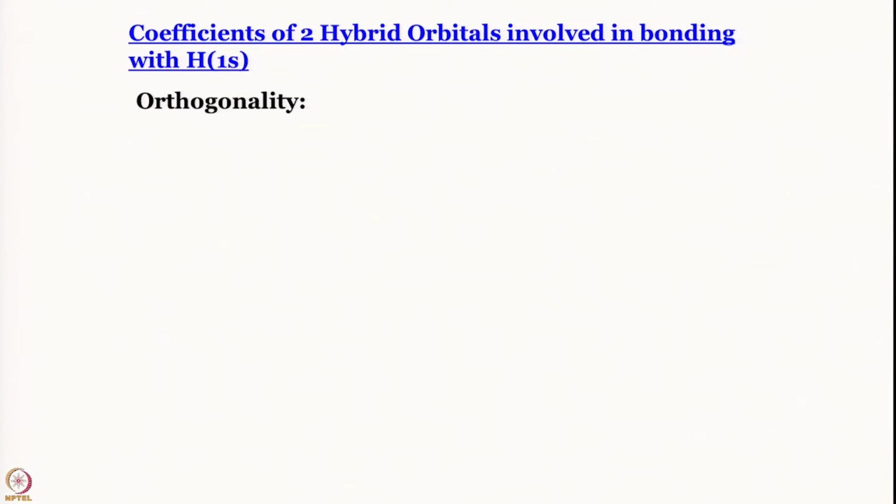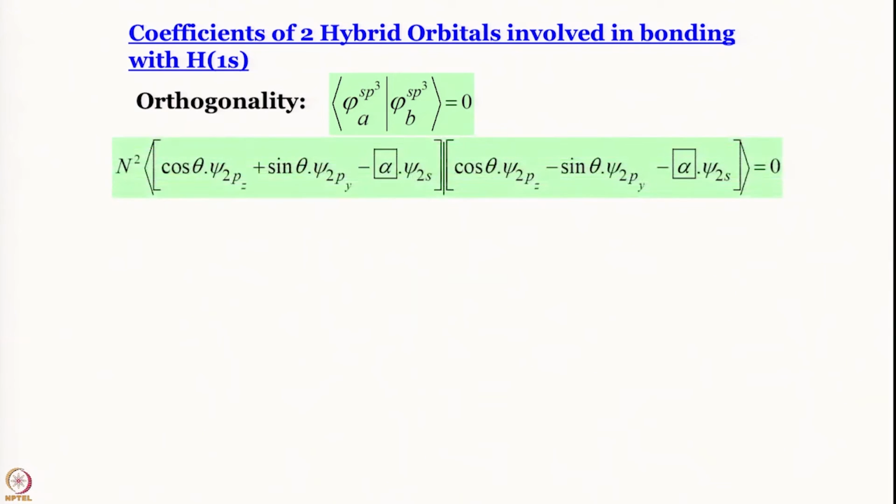Alright. So, now to determine the coefficient, the first relation that we will use is orthogonality between these two hybrid orbitals. So, this is the orthogonality relation as we know. So, we can write n square, then in the bra vector we write phi a sp3, in the ket vector we write this, and when we expand this, what are we going to get? We are going to get a sum of terms. In principle you have 3 and you are multiplying by 3, you should get that many terms, but it is not required.